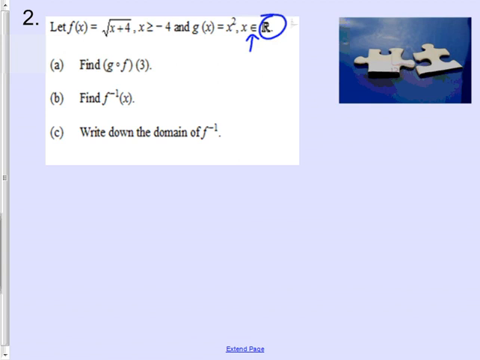Okay. All right, we'll learn more tomorrow. And that's all I have for you for today on inverses.